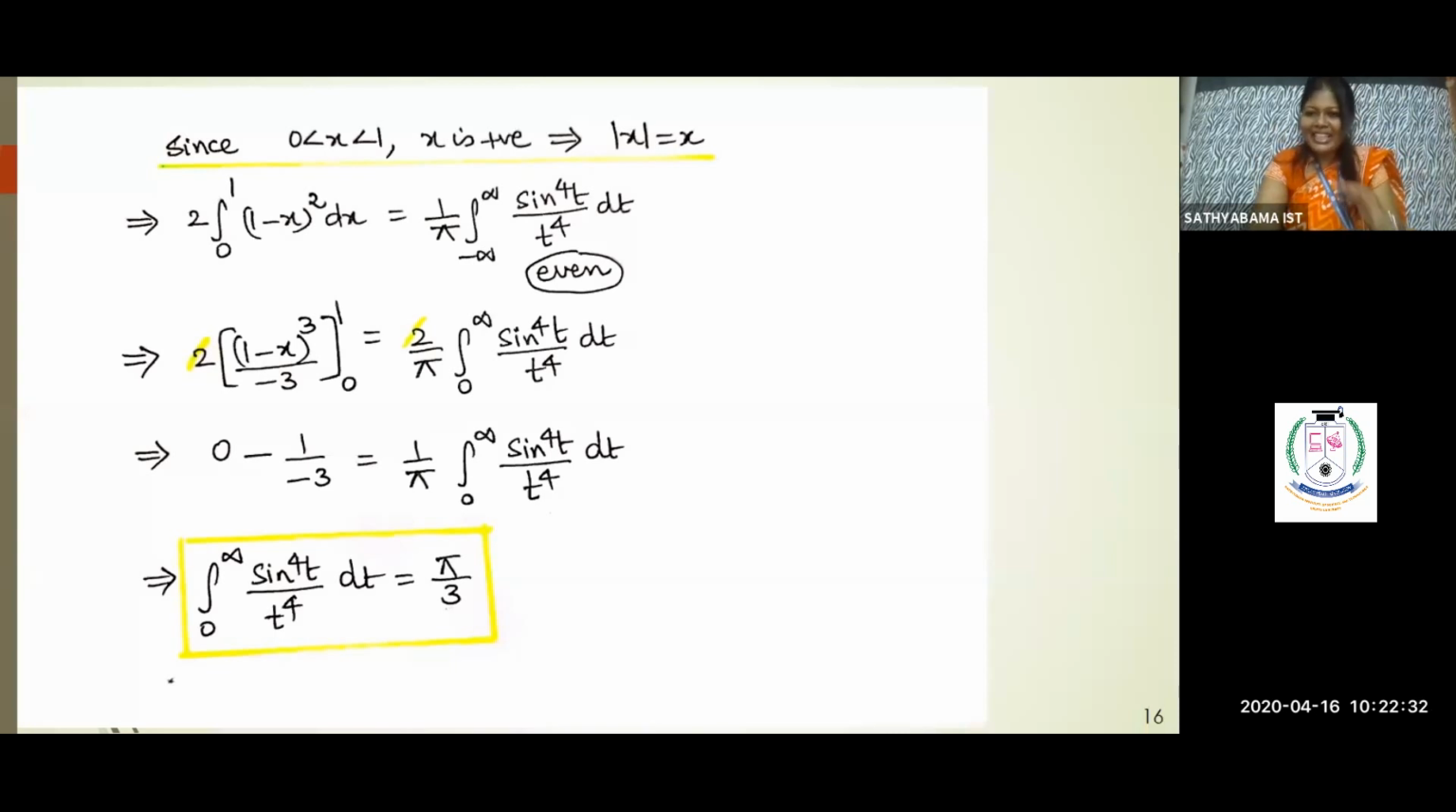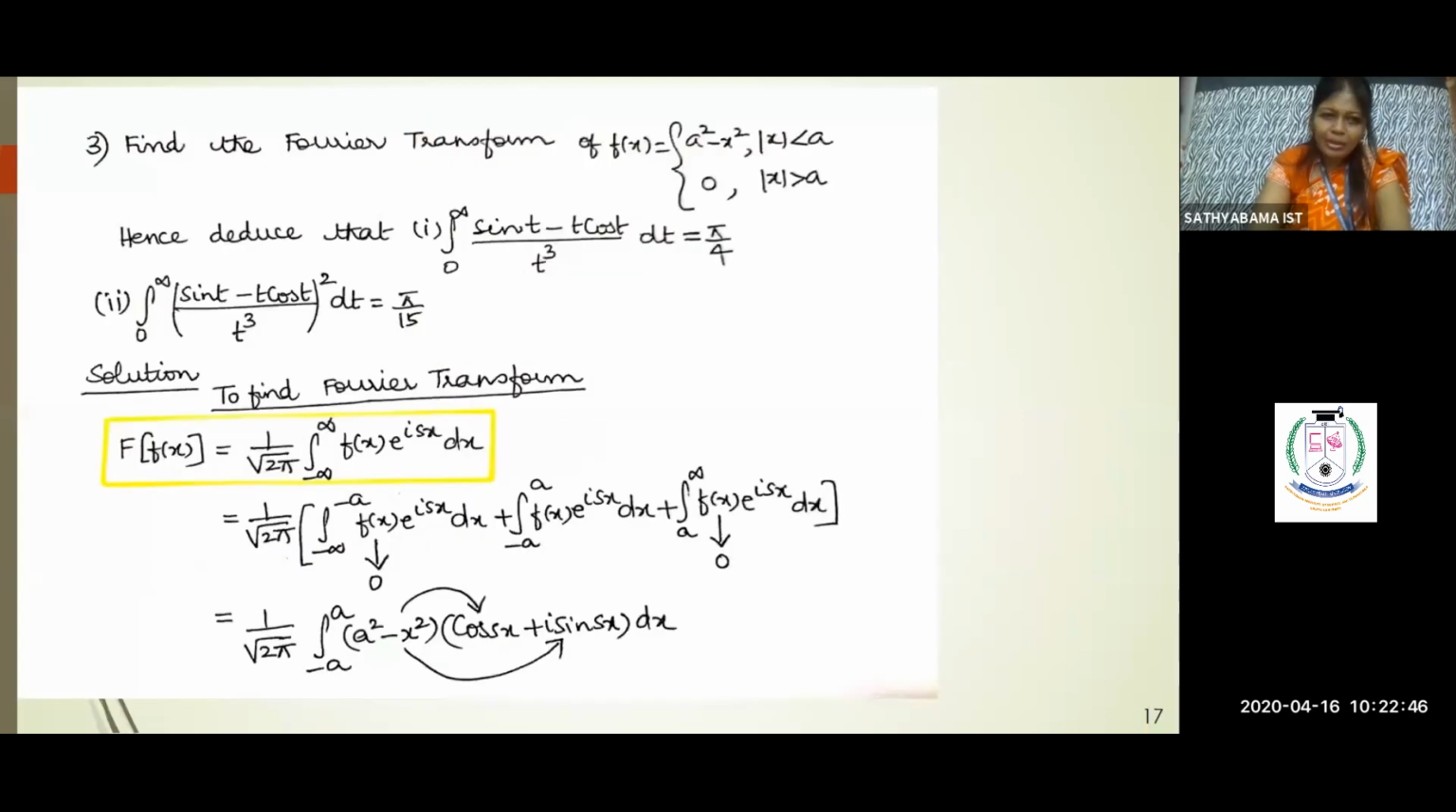So all the 3 problems, I tell you again and again, are very, very important. Please don't miss working out all the 3 problems. Very often asked, very often repeated questions in your question papers as well. It's a favorite for the examiners. So be thorough with all the 3 problems that we are doing now. All right. This is the 3rd and the last.